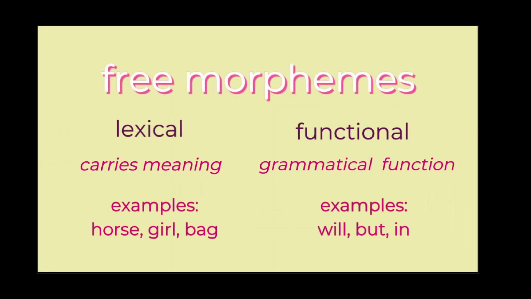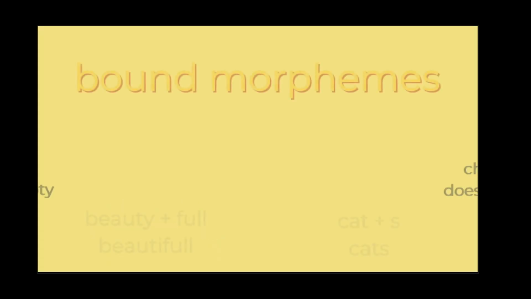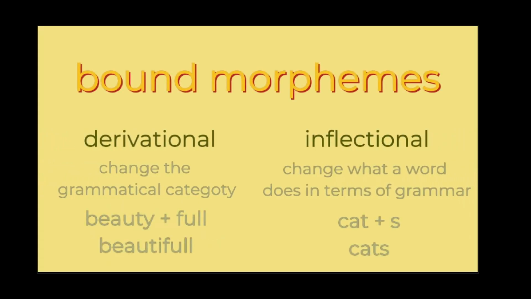Free morphemes are sub-branched into lexical morphemes and functional morphemes. The lexical morphemes are the ones that carry the meaning, while the functional morphemes have grammatical function. Bound morphemes are also sub-branched into 2 groups: derivational morphemes and inflectional morphemes. Derivational morphemes change the grammatical category, while the inflectional ones change what a word does in terms of grammar.